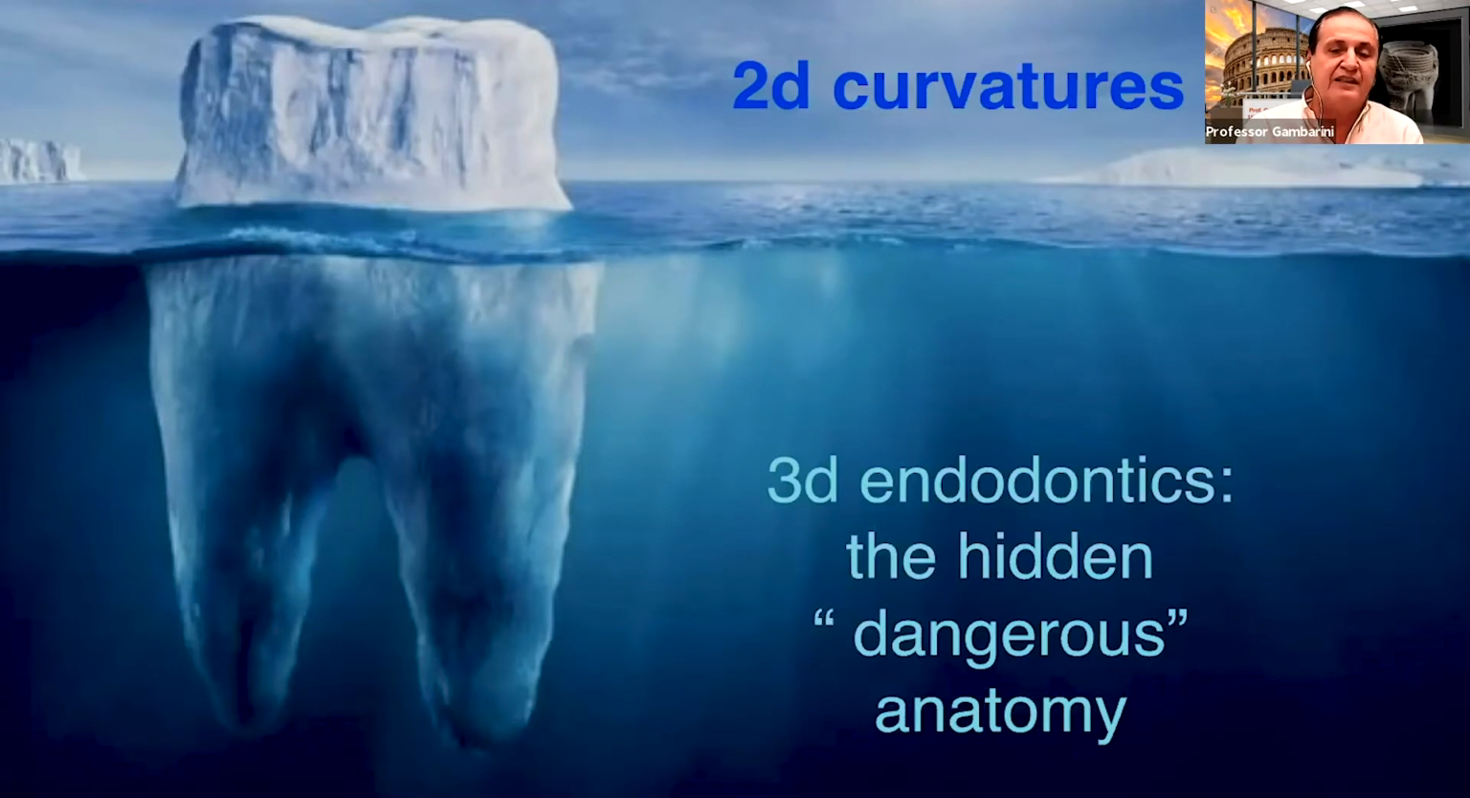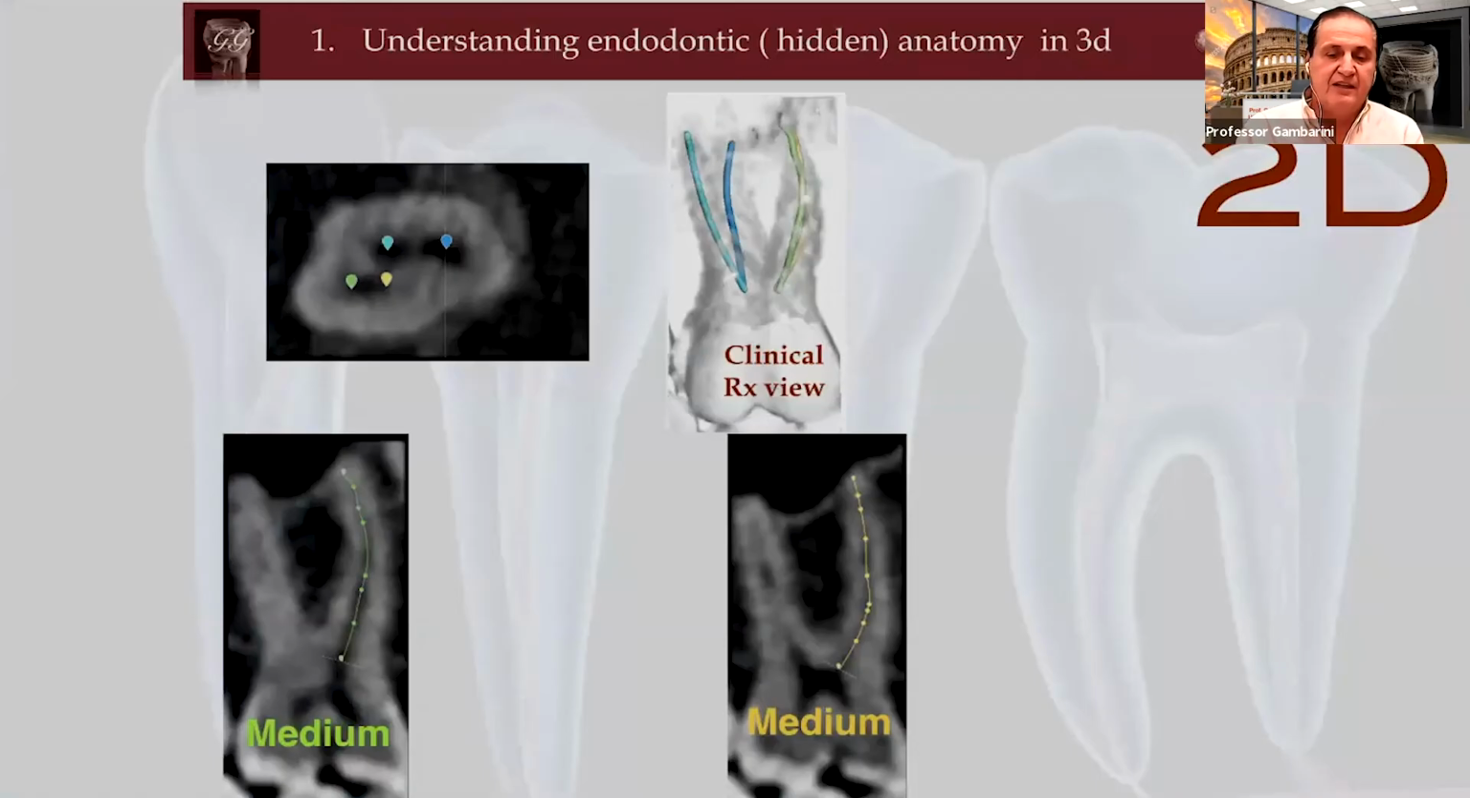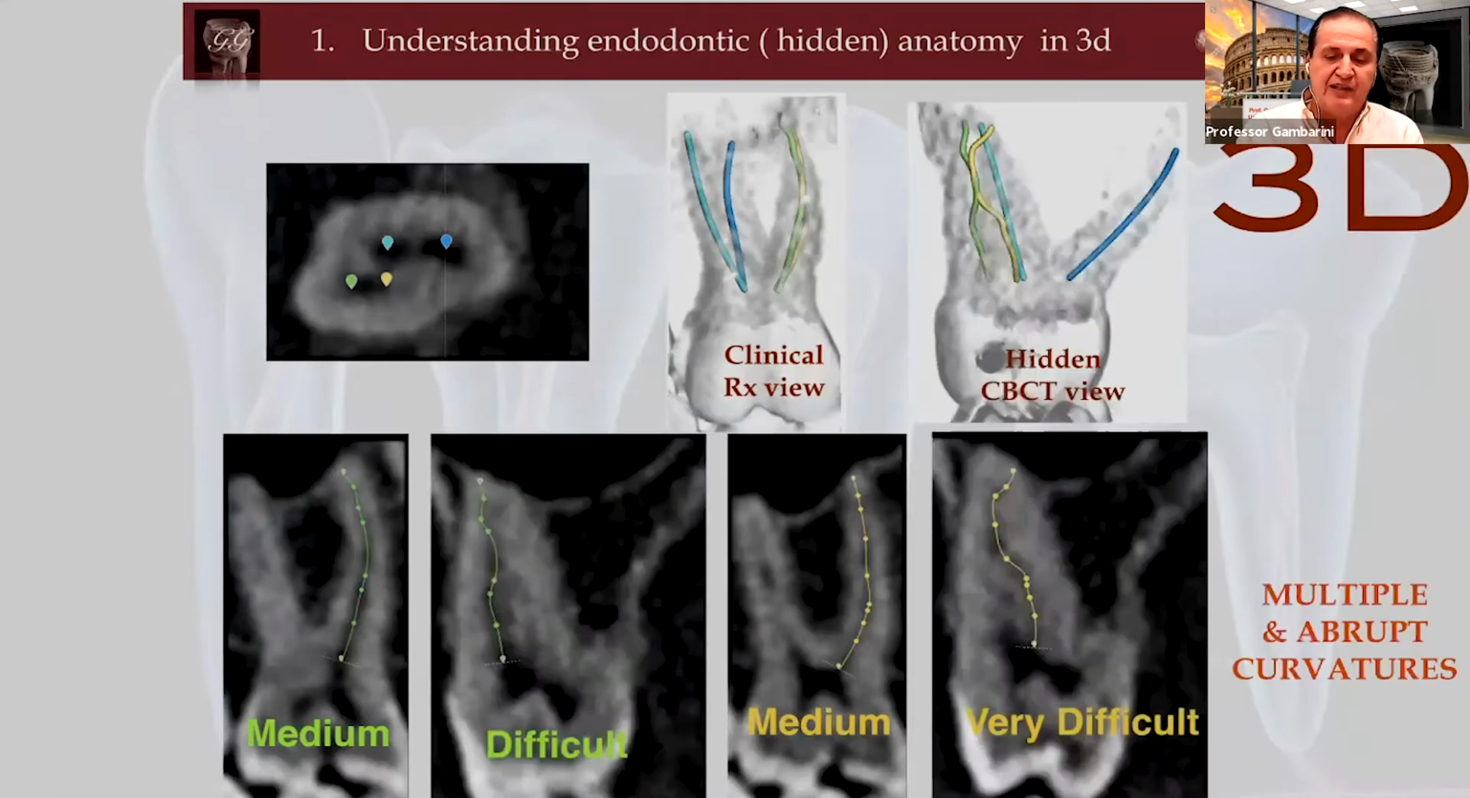There are not only two-dimensional curvatures, but also a lot of hidden dangerous anatomy that may call for a more resistant instrument. Another example is MB1 and MB2. In two dimensions, they may not look so complex, and we may say there's no big difference between the two of them. But if we follow the path and the trajectories in three dimensions, we may very easily see how much more difficult MB1, the green, is, and way, way more difficult MB2 is, if not sometimes nearly impossible.